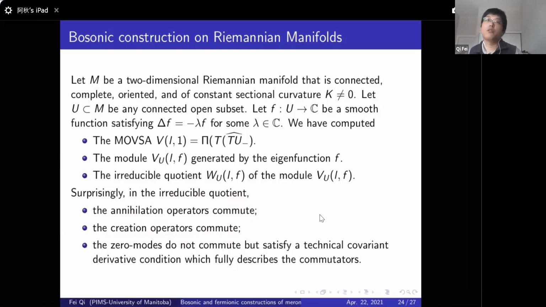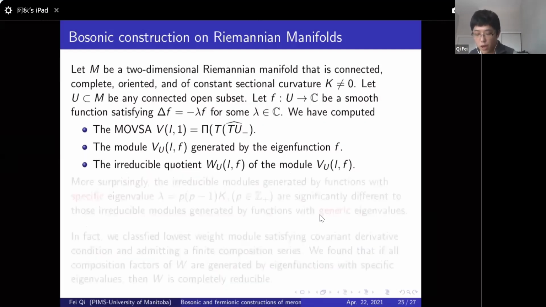But there is still some non-commutativity kept, namely the zero modes. They do not commute. But the zero modes still satisfy a technical covariant derivative condition. This technical condition will be able to fully describe the commutators. So basically, we know they don't commute, and we can compute all the commutators explicitly. These are the features. And there's more surprise still ahead.